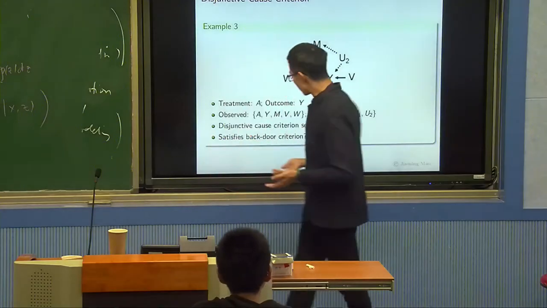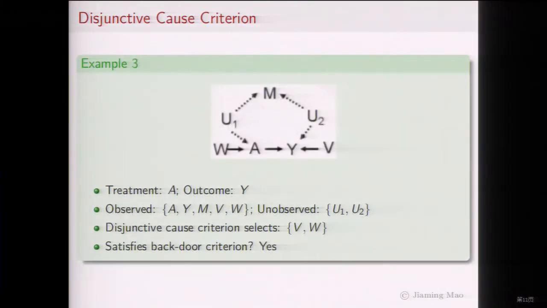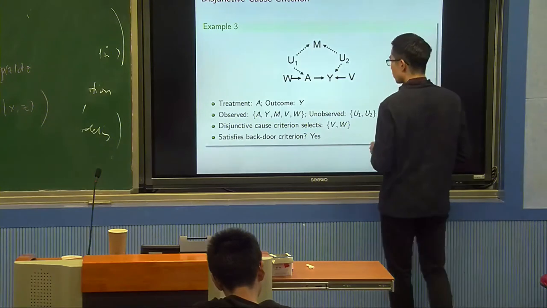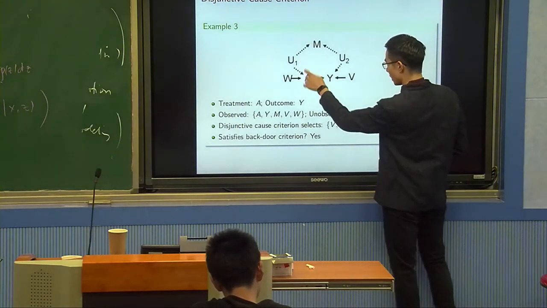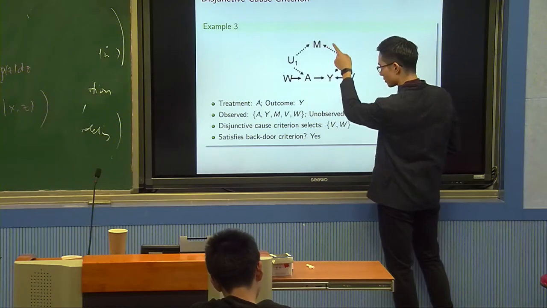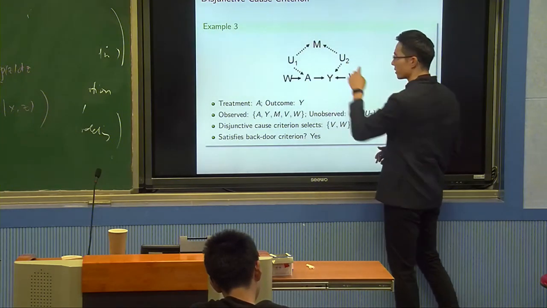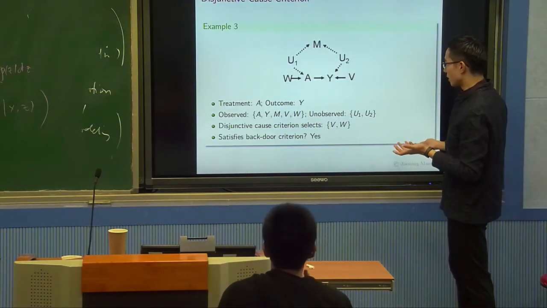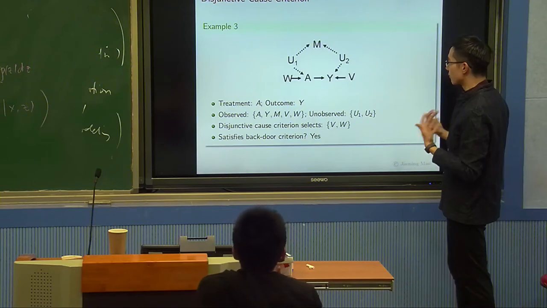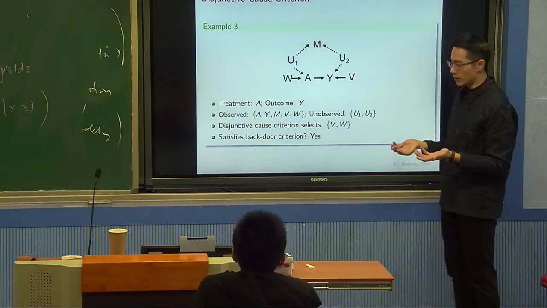Let's take a look at this example. Well, actually, one more, okay? In this example, we observe M, V, and W, but we don't observe U1 and U2. First of all, what is the minimally sufficient set according to the backdoor criteria?